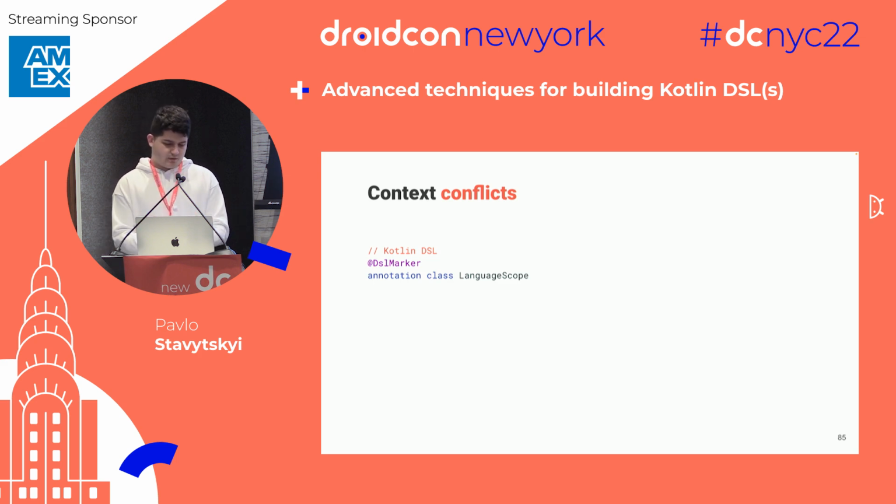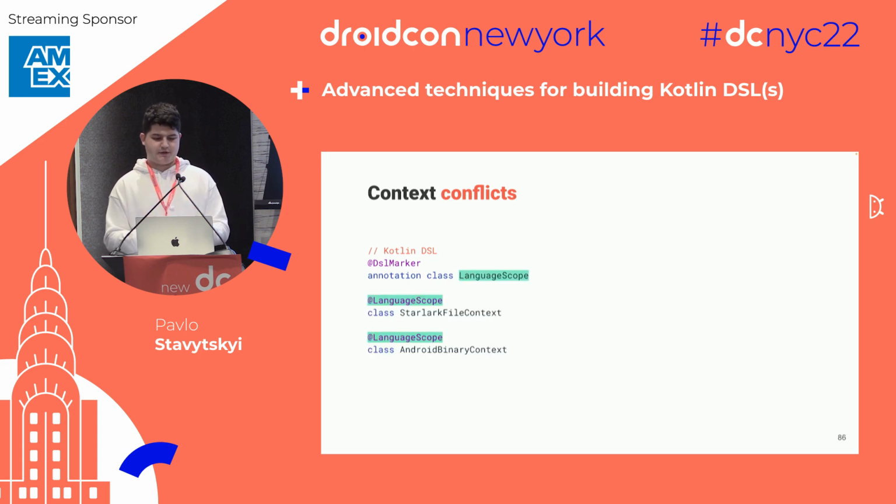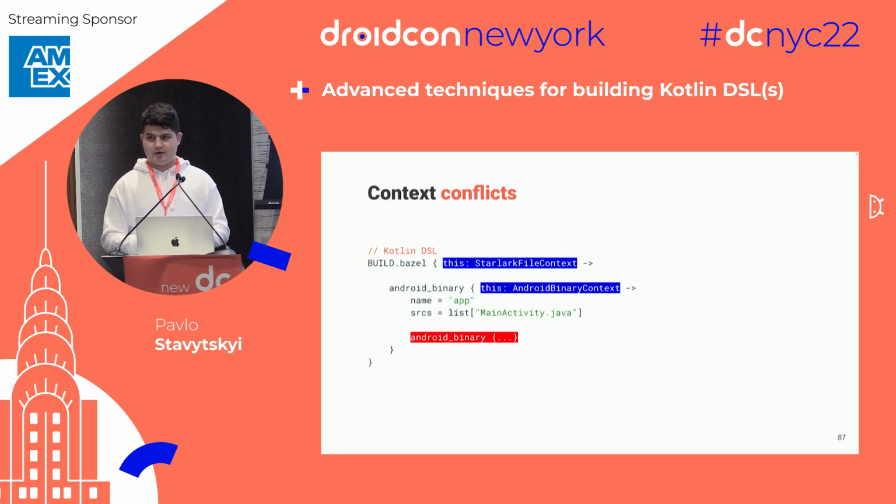So in order to use it, we just need to mark our context objects with an annotation that we just created, a language scope. And then the compiler will track how we use this context, and you are not able to use something from the outer context inside of the inner context, which is something that we need, because we need a full control of what we want to do in this context and what we shouldn't.